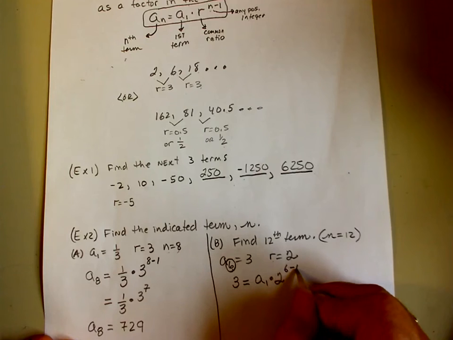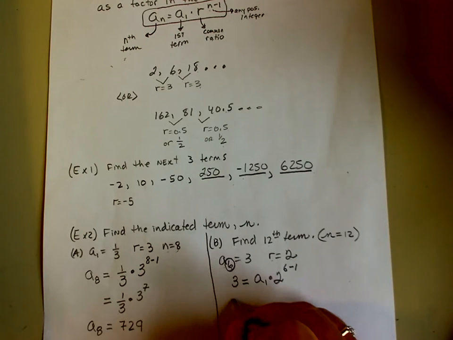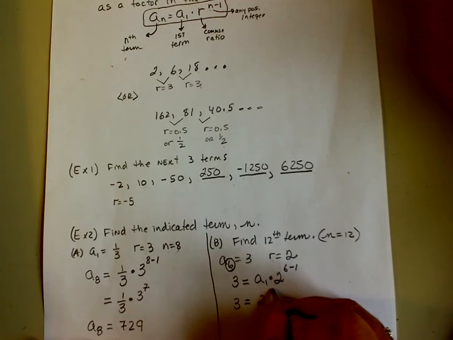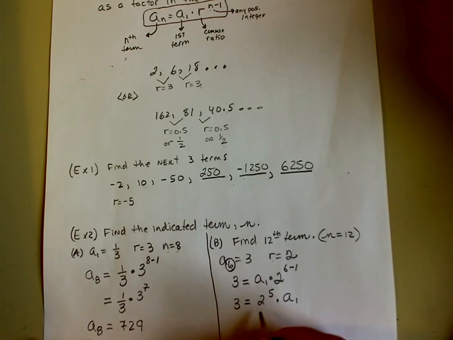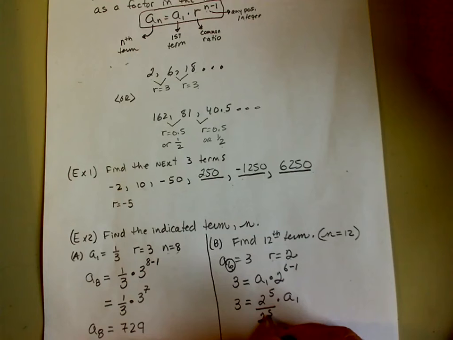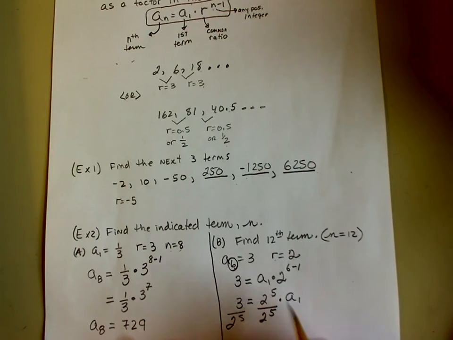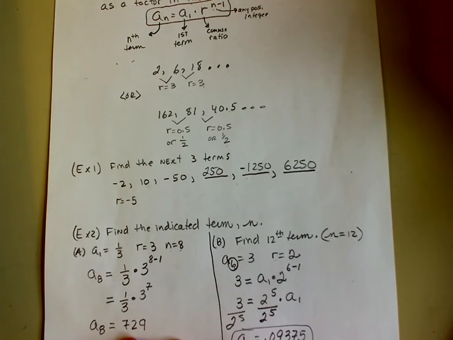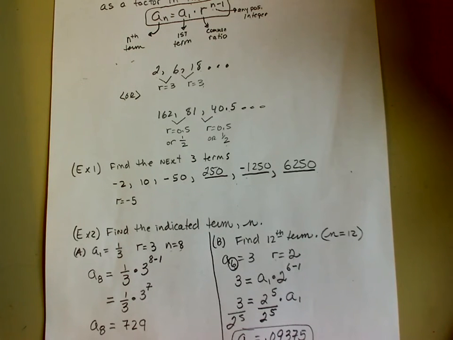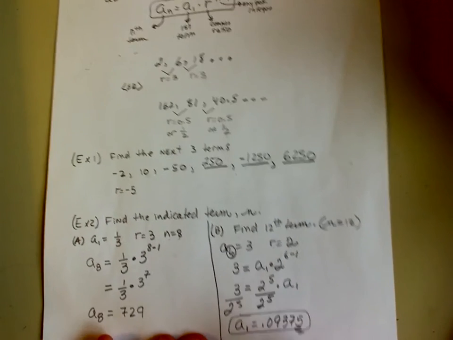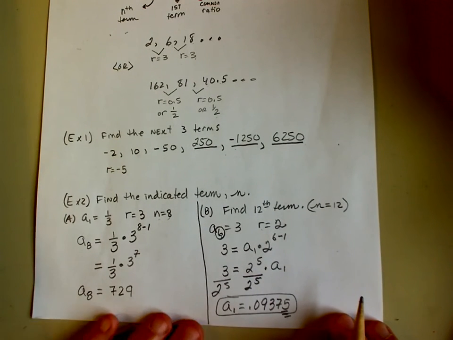I know n because n is indicated as the 6th term in this particular sequence, so it would be 6 minus 1. If I solve for a sub 1, I get 2 to the 5th power times a sub 1. If I divide by 2 to the 5th power, instead of expanding that out, it's just as easy to leave it in exponential form. And the first term of that sequence would be 0.09375. It does indeed terminate, so I would use all these digits in order to get an accurate indication for this particular sequence.